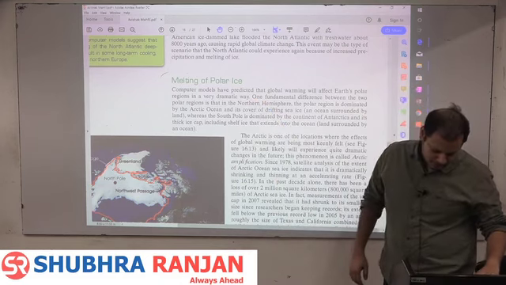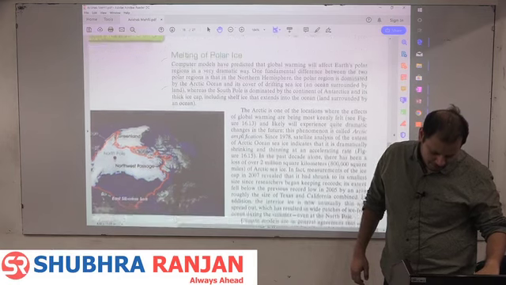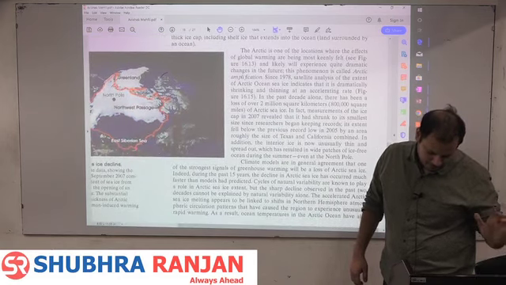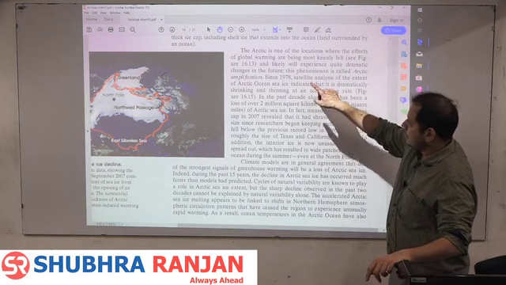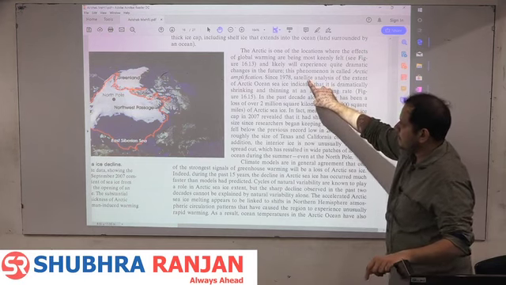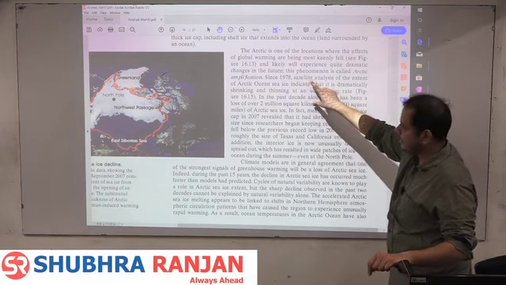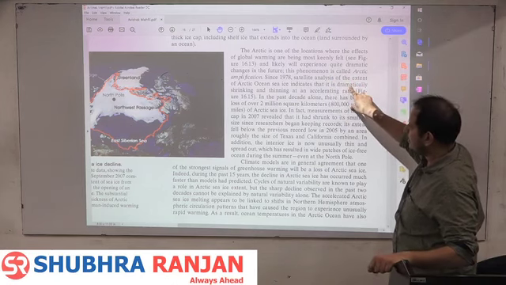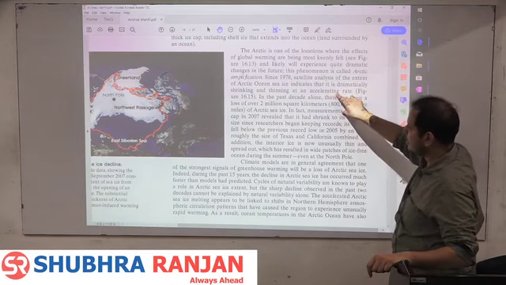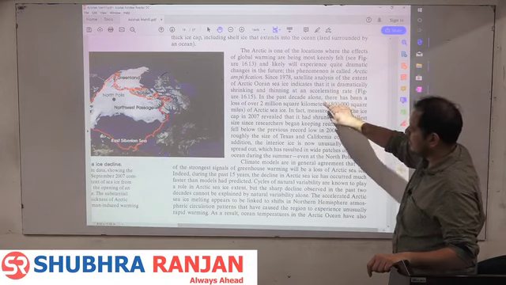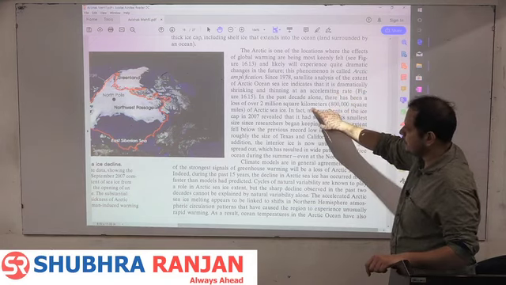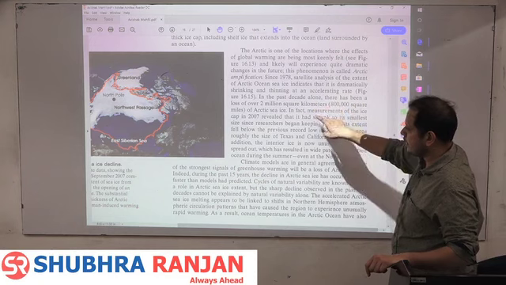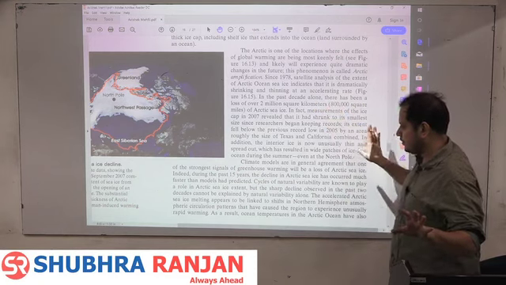The rest of the things you already know. Since 1978, the satellite analysis of the extent of the Arctic Ocean indicates that it is dramatically shrinking and thinning at an accelerating rate. In the past decade alone, there has been loss of over 2 million square kilometers of Arctic ice. Fine?